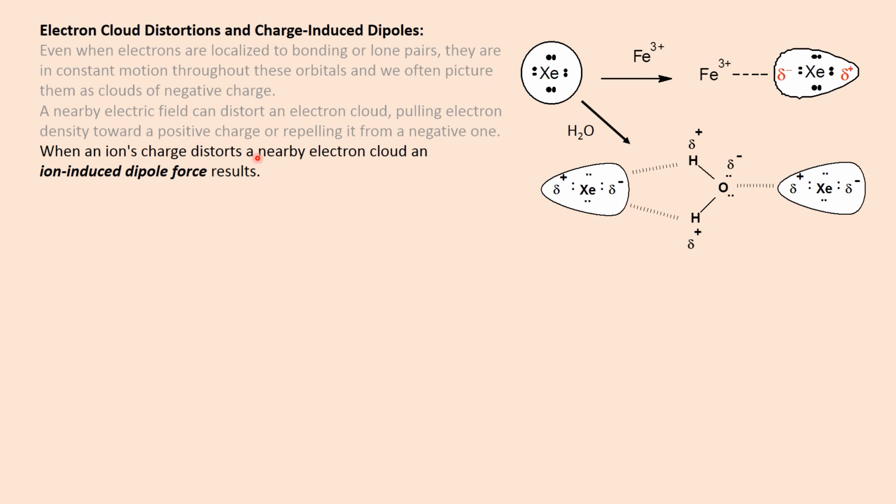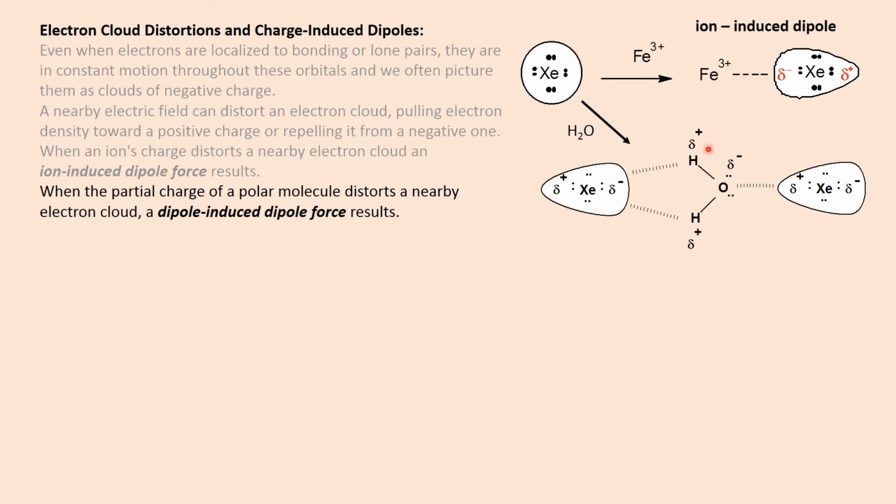So when an ion's charge, like ferric ion, distorts a nearby electron cloud, an ion-induced dipole force results. This is an ion-induced dipole force of attraction. When a partial positive charge of a polar molecule distorts a nearby electron cloud, we have what's called a dipole-induced dipole force of attraction. The same is true at this side. A dipole induces a dipole in the xenon.